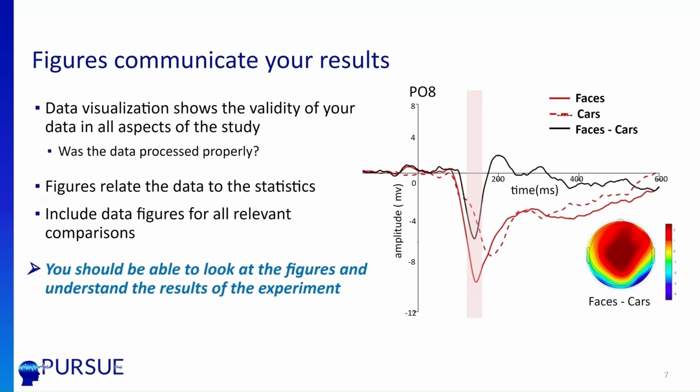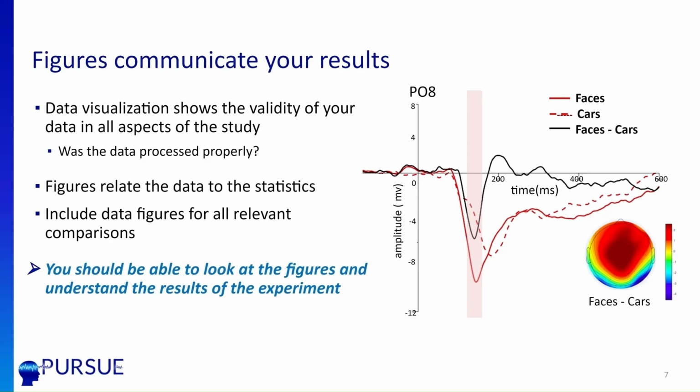Things in good quality data are a flat baseline, amplitudes within the ERP voltage ranges, ERPs in the expected electrodes, and distribution of electrical activity in the expected time frame and scalp region. It should be noted that figures also relate data back to any statistical findings. Say you're reading a research paper on the unknown study ERP, that's what's depicted on the figure in the slide.